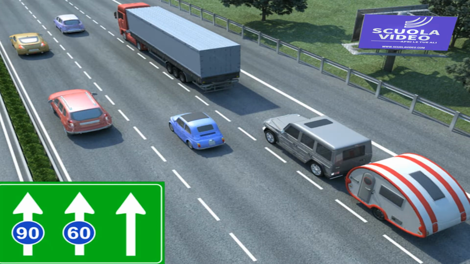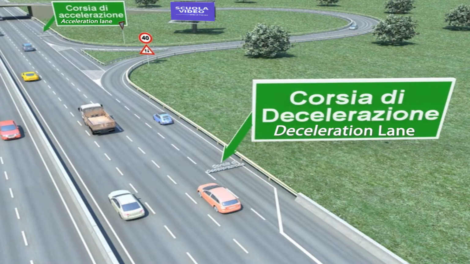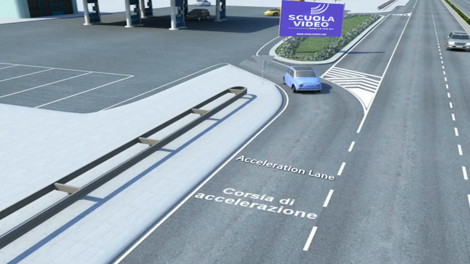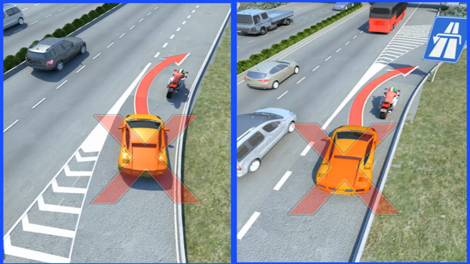The lane can be acceleration or deceleration. To enter or exit the highway, the acceleration lane is used to increase speed, i.e. accelerate by entering correctly and more easily on the highway or main suburban road. It is found when you leave the service area and return to the motorway. The acceleration and deceleration lanes must never be used for overtaking.